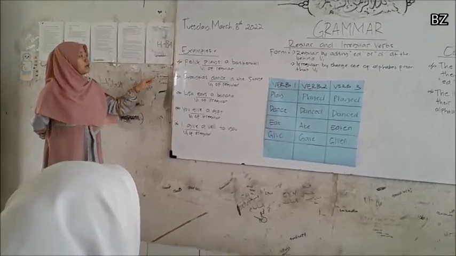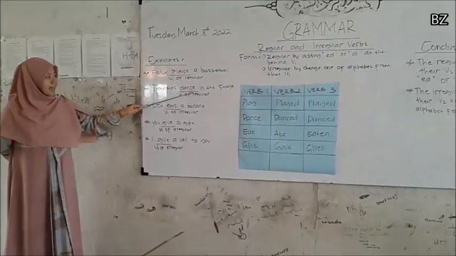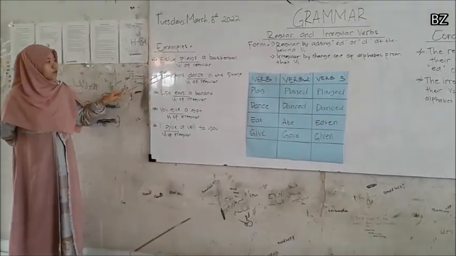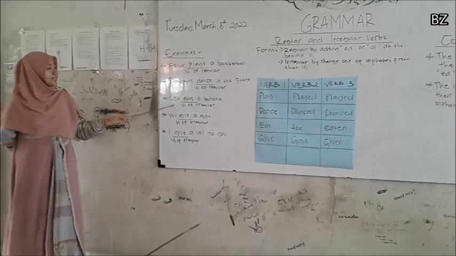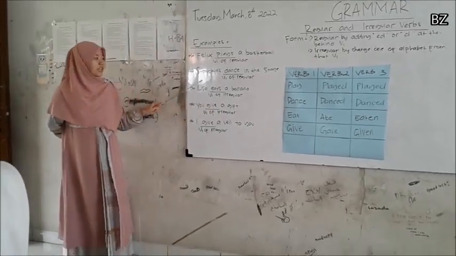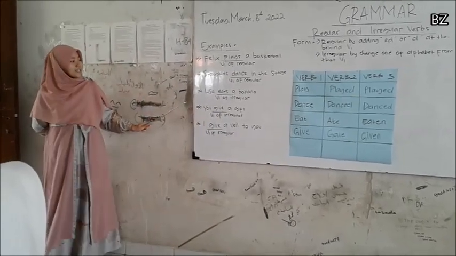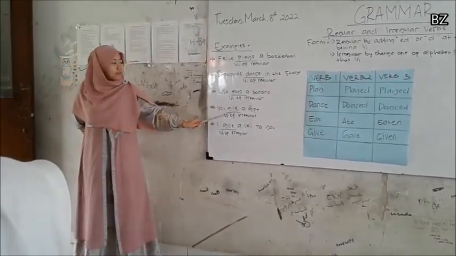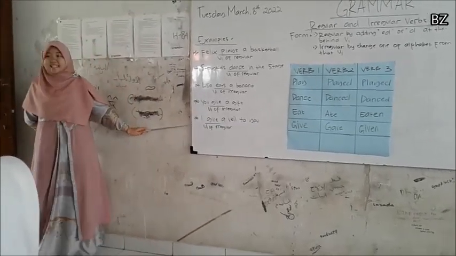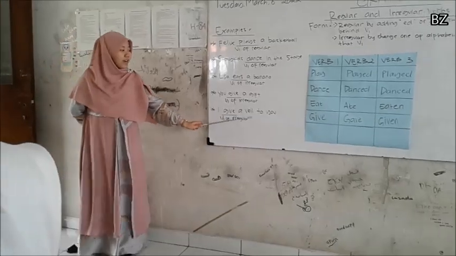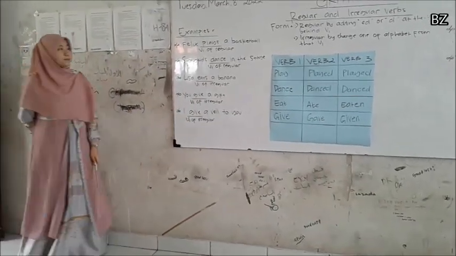Plays, verb 1 of regular. The second example, Stray Kids dance in the stage. Dance, verb 1 of regular. The third example, Lisa eats a banana. Eats, verb 1 of irregular. The fourth example, you give a gift. Give, verb 1 of irregular. And the last example, I give a file to you. Give, verb 1 of irregular.